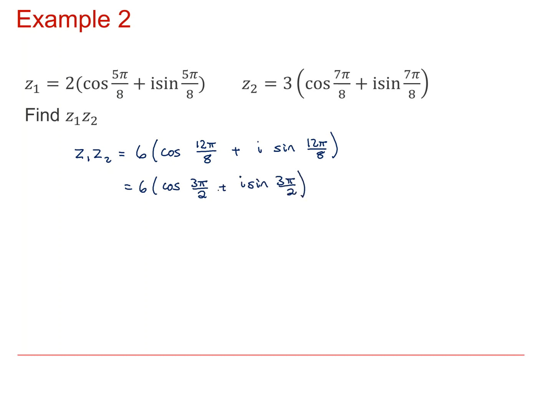But look at those arguments. They're bigger than pi. So we need to subtract a full turn, 2 pi, to get the same position. So that's going to be 6 cos minus pi over 2 plus i sine minus pi over 2.